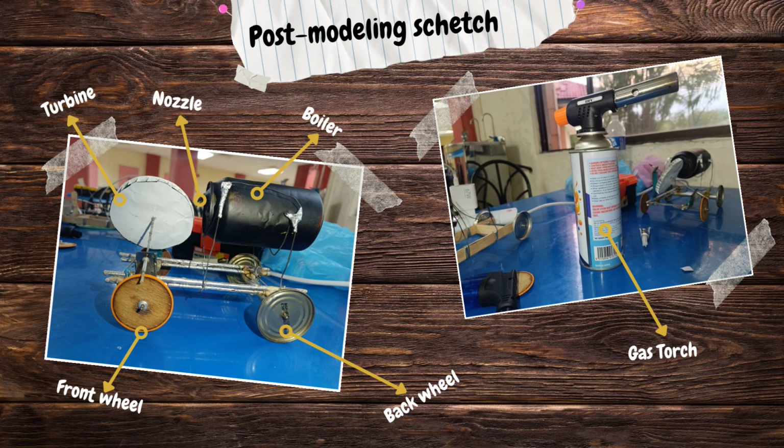This is our post-modeling sketch that consists of turbine, nozzle, boiler, front wheels, back wheels, and butane gas. I would like to add information about the nozzle, where the diameter of it is around 0.5 mm. This is very crucial to produce a high pressure of steam. I'm not going to add the others as they are already mentioned in the component and material part.